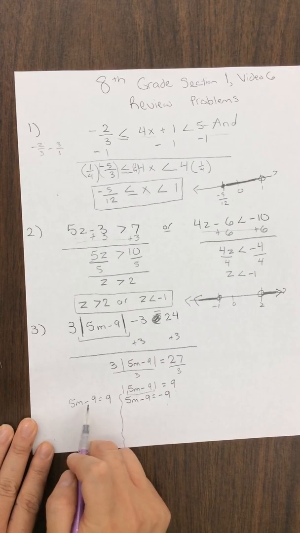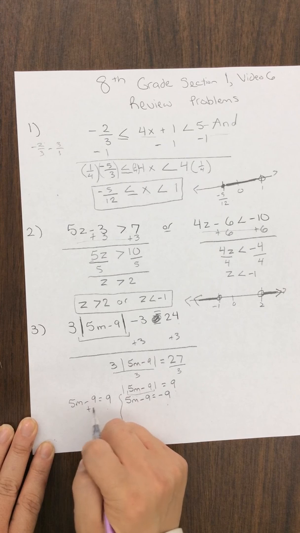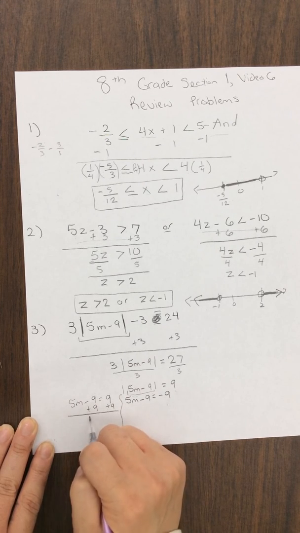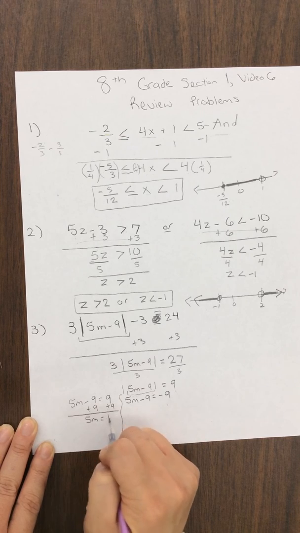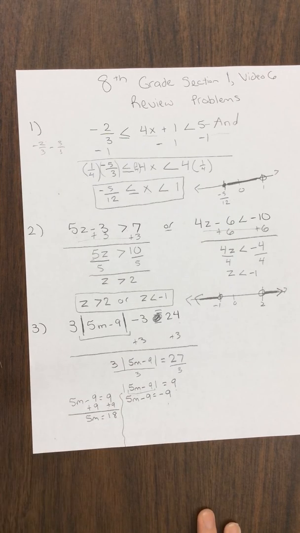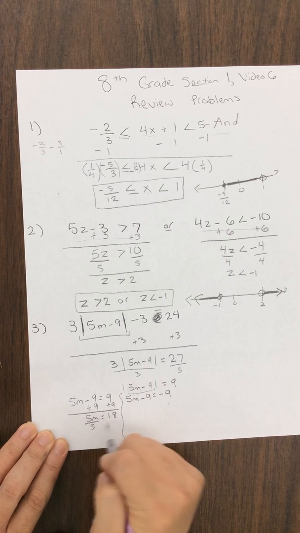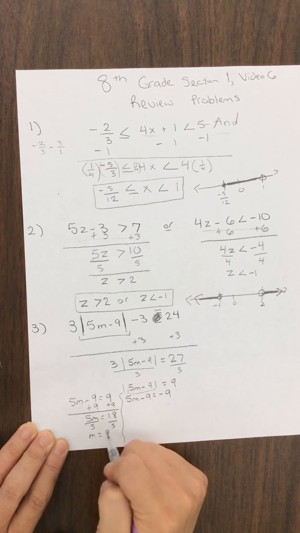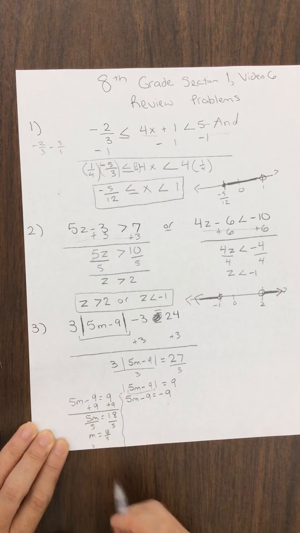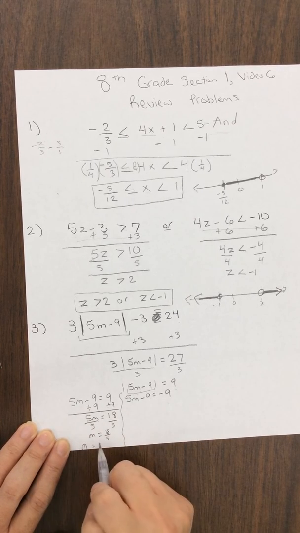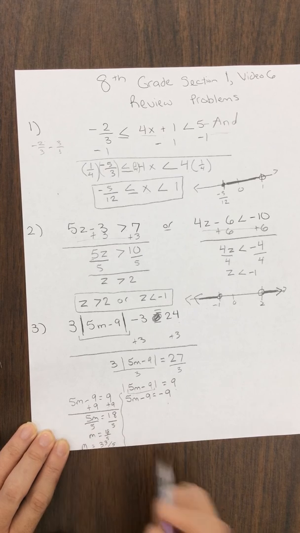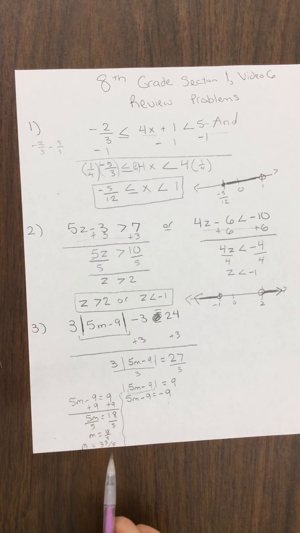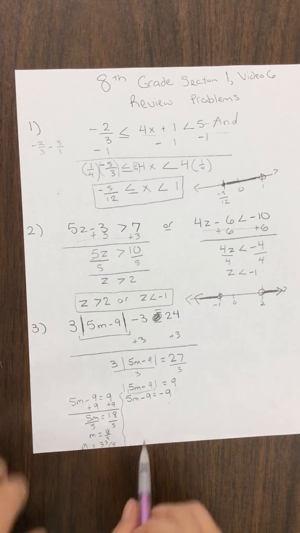Now, let's look at this one first. To solve for this, I add 9 on both sides. Adding 9 on both sides, I have 5m is equal to 18. To solve for m, I can divide by 5. And I get m is equal to 18/5, which equals 3 3/5. Okay? So for this equation, m is equal to 3 3/5.